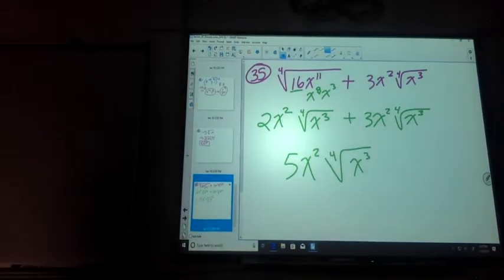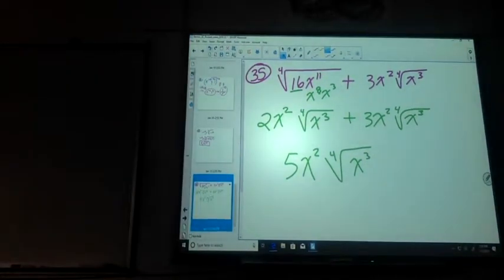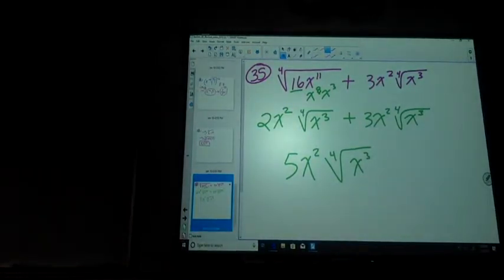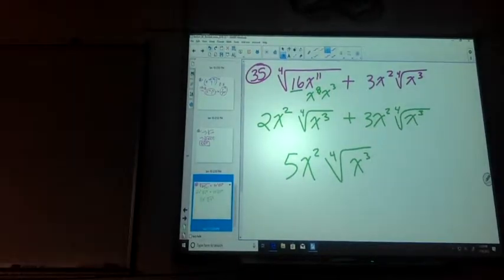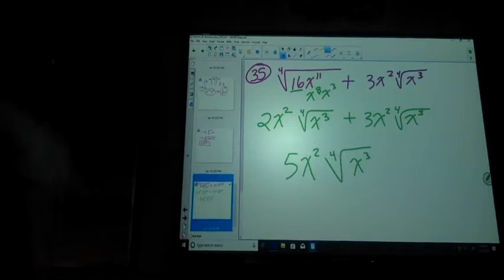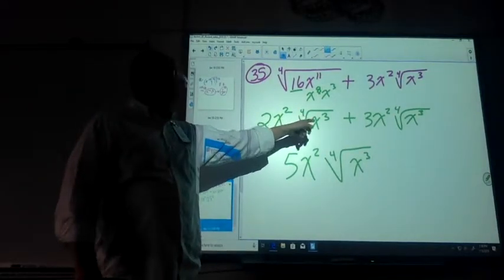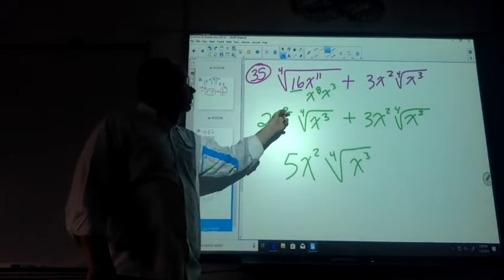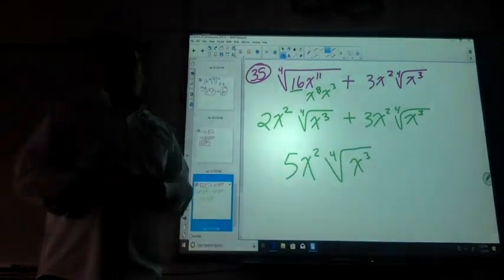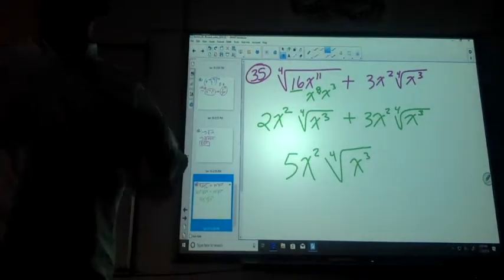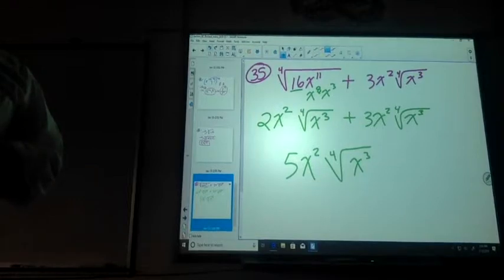What would you do if it was like 3x to the 3rd? Would you still be able to combine? No, the number in the little house has to be the same. Those have to be the same. Okay. So all the exponents, radicals, and all that have to be the same, but just say like terms.